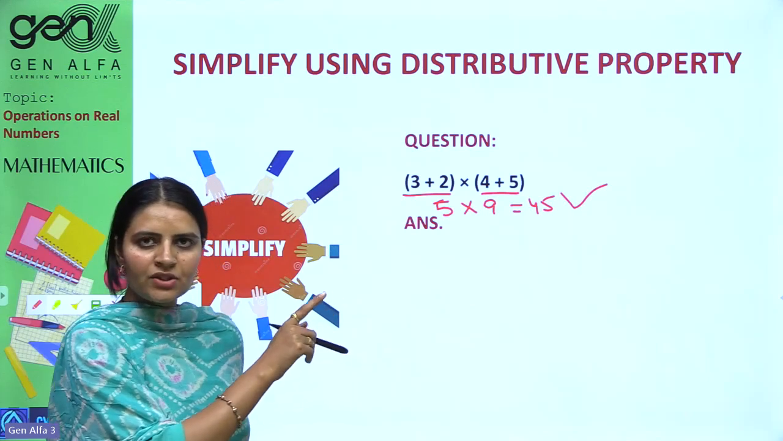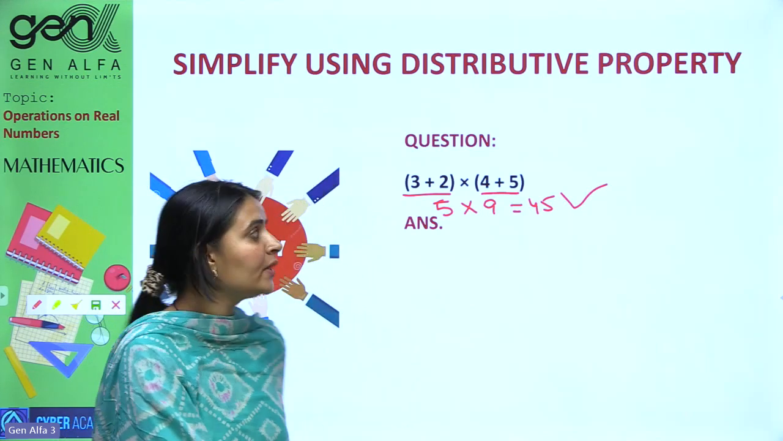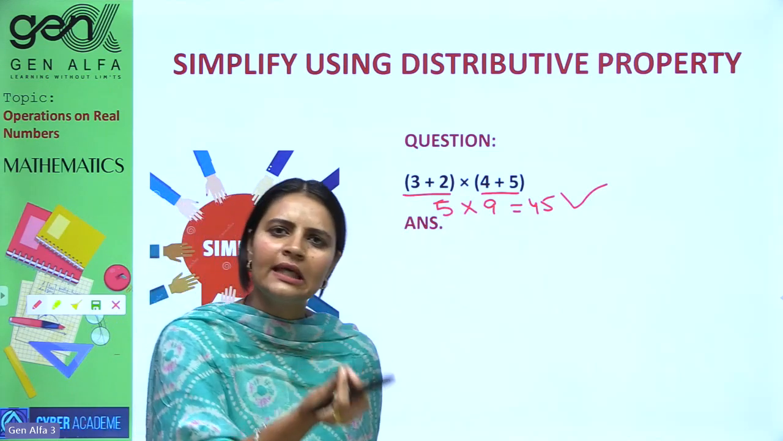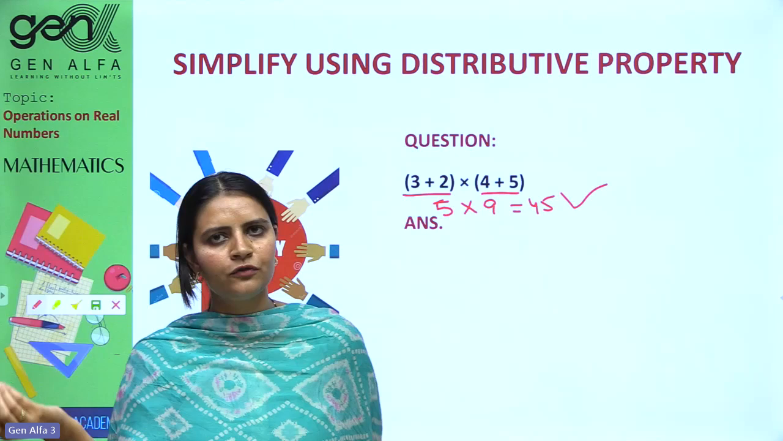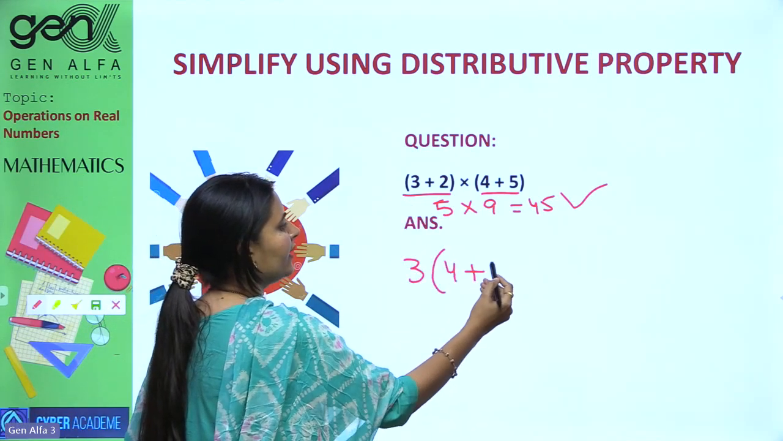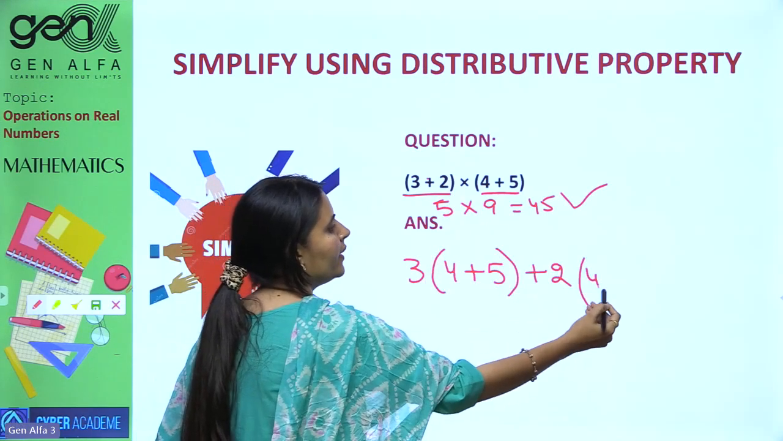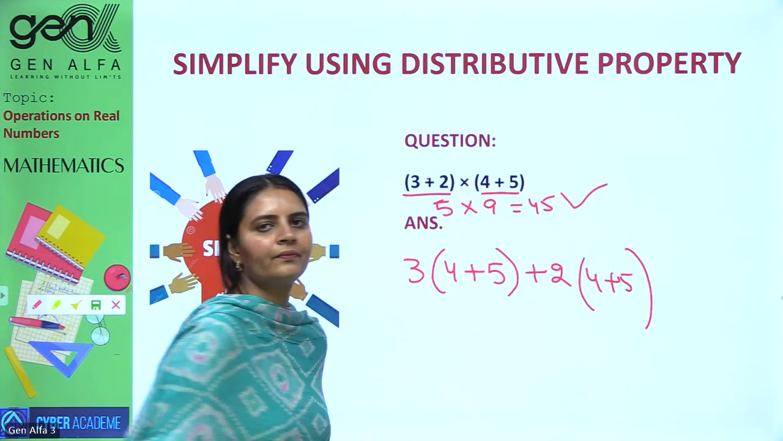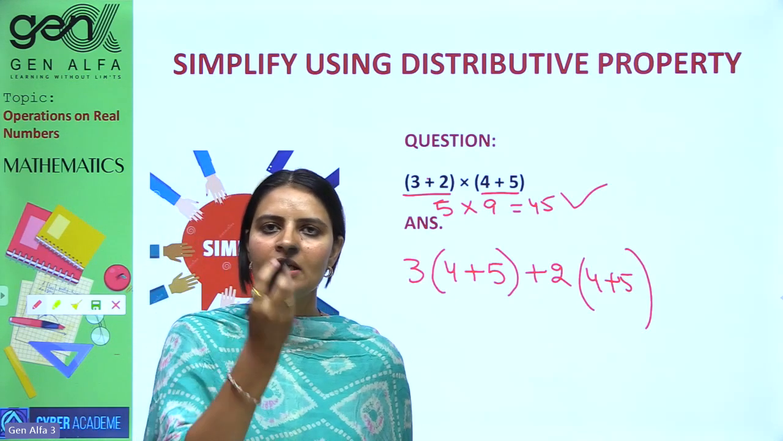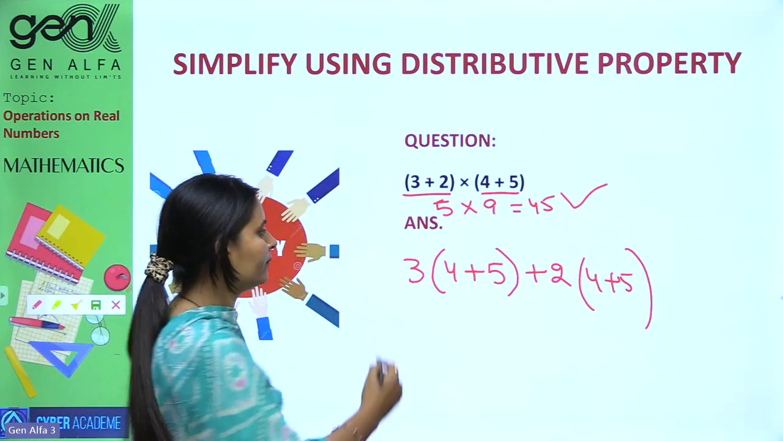In the previous question, we were getting only one number present ahead of the bracket. But here two numbers are present ahead of the bracket. Just take one firstly, then take the second. Take just this 3 with 4 plus 5. Then take this 2 with 4 plus 5. Split the first term along with the bracket, and the second term along with the bracket.